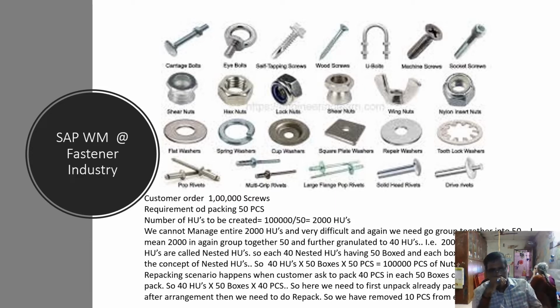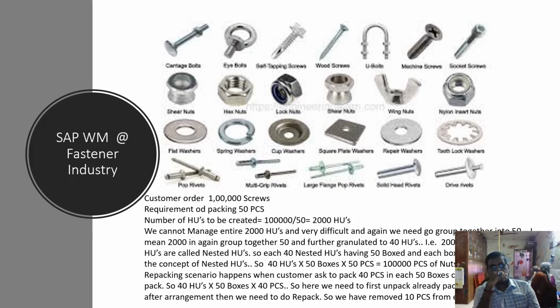As already said, for the fastener industry in a warehouse, we cannot keep the material in pieces like other industries. Even in pharma we keep in pieces, right? But in the fastener industry we cannot maintain the unit of measure in pieces. We have to pack the material in boxes, and in SAP these boxes are mapped to handling units, so-called HUs. So in the fastener industry, the last operation will always be packing, where the screws are grouped and boxes are packed in different sizes.